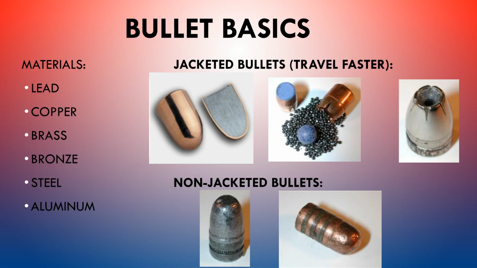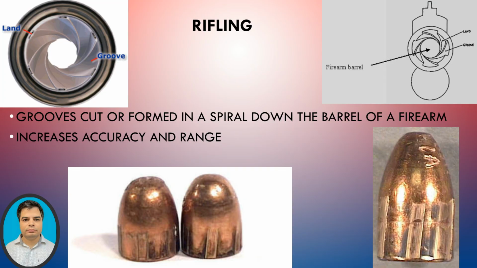Jacketed bullets, which travel faster, have a full metal casing. Non-jacketed bullets are typically exposed, lead, or partially jacketed. Rifling consists of grooves cut or formed in a spiral down the barrel of a firearm. This process increases the accuracy and range of the bullet as it spins upon exiting the muzzle.